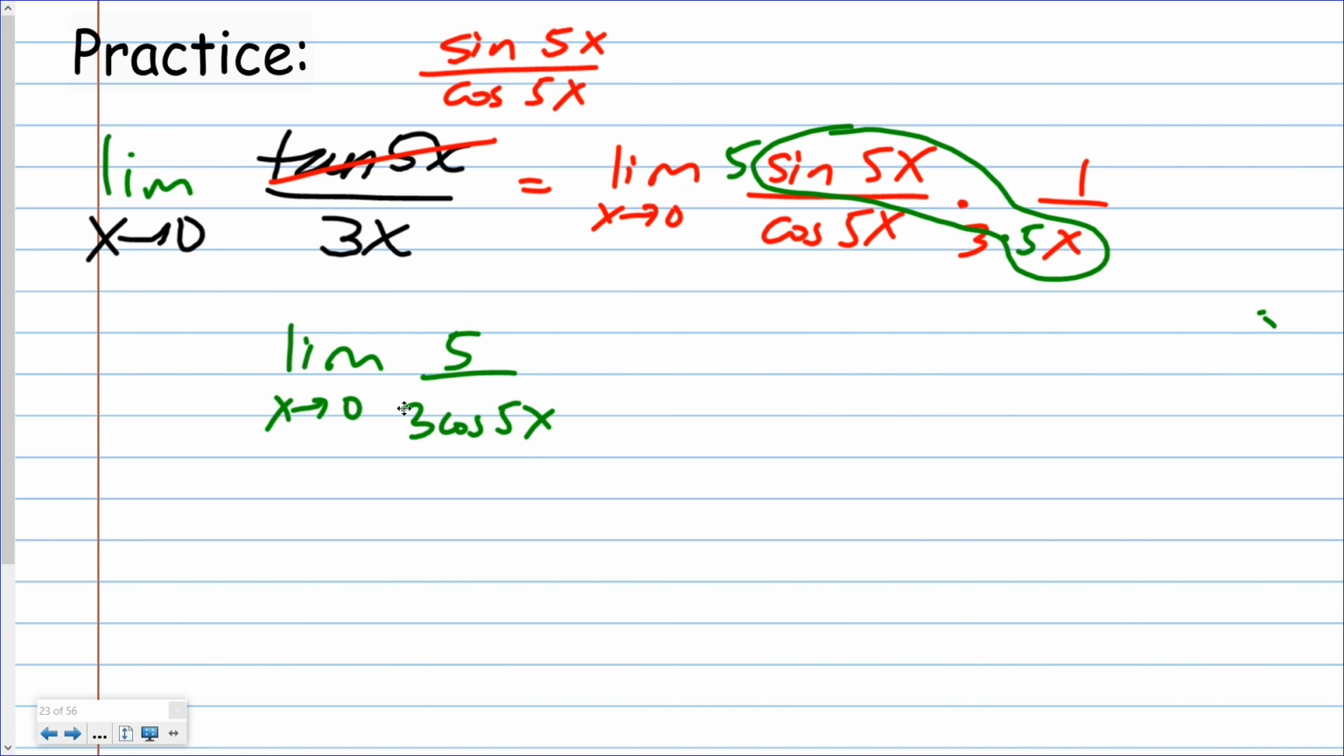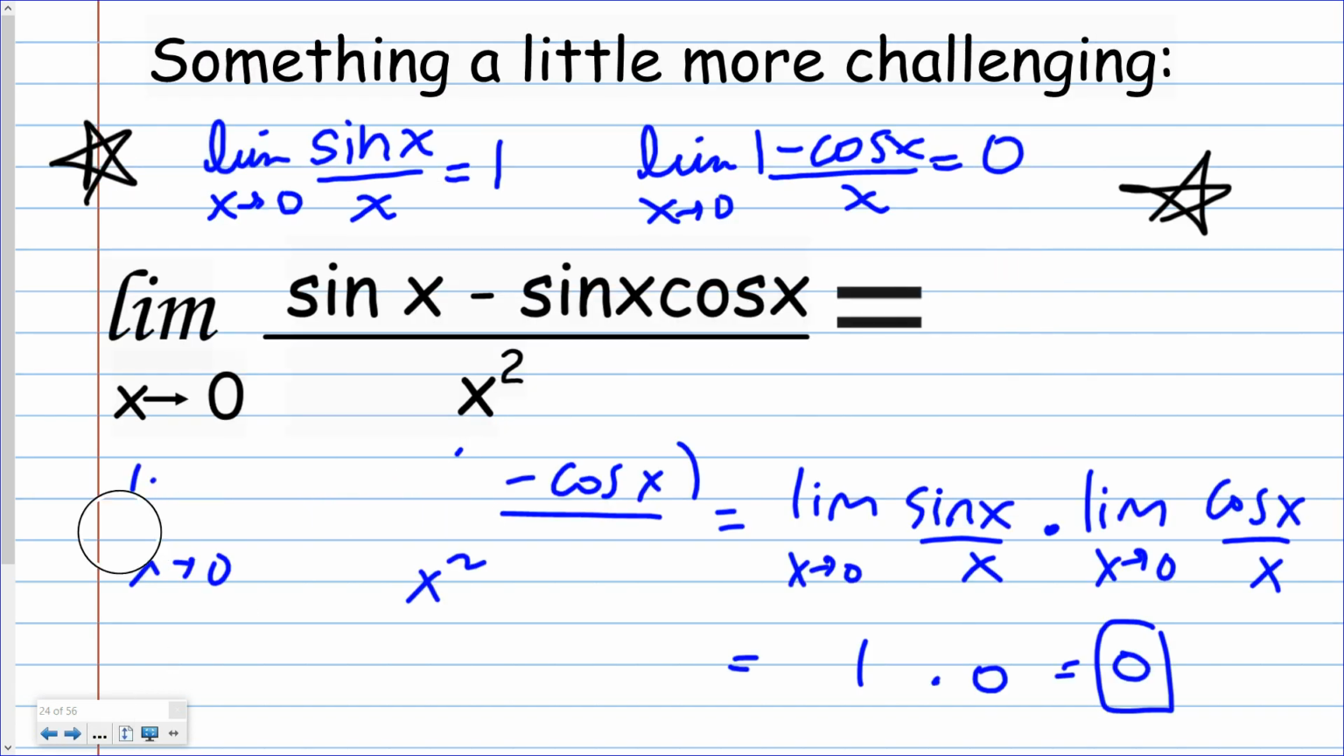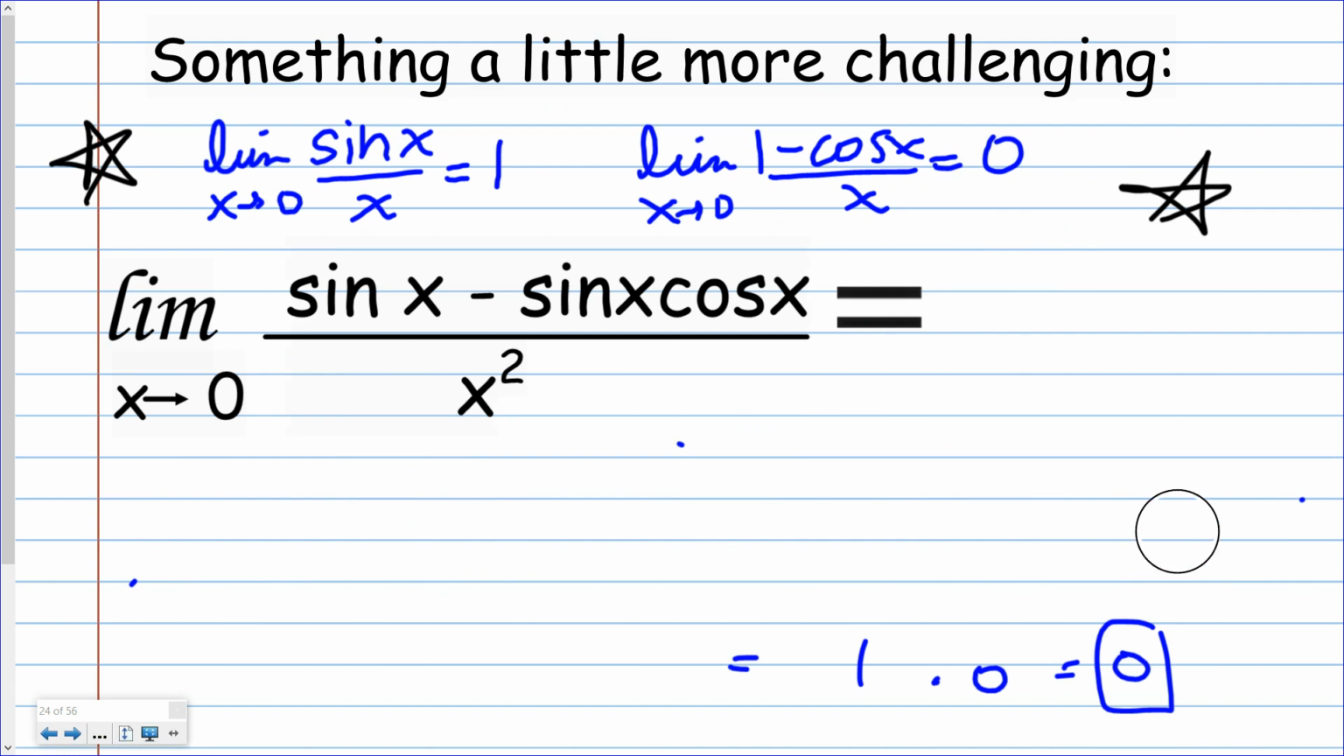Is everybody good so far? You guys ready to plug in? If I plug in 0 here, what do I get? Does everybody see where you get 5/3? Cosine of 0 is really 1, so the answer is 5/3. I feel like I'm not getting a lot of response, so I'm thinking that it's getting a little tougher for you guys.